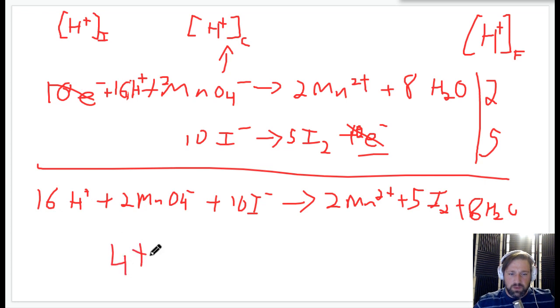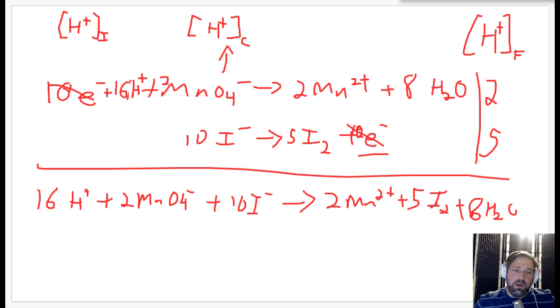So that's a total of 4 plus. Over here, we have 4 plus. So charges work out. And it's always a good idea to double check yourself and make sure everything is balanced on both sides if you have time.